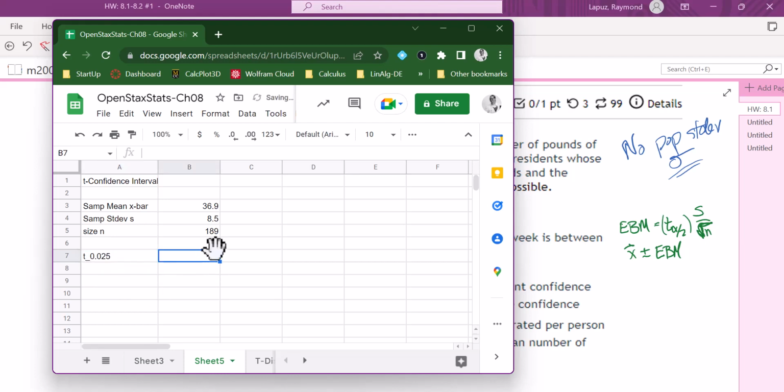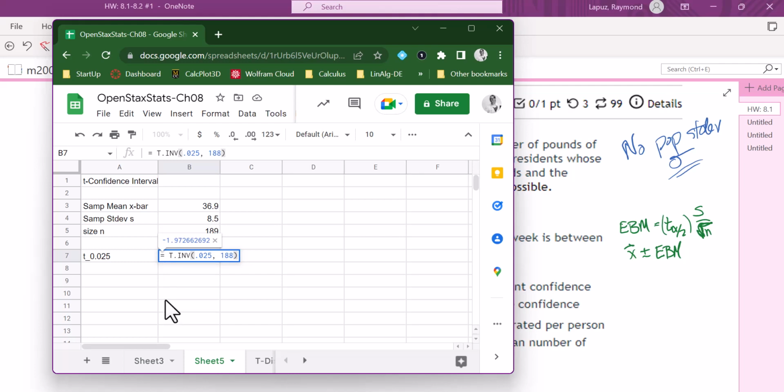And the command for that is going to be an equal sign, and then t.inv, the t inverse function, and then it's going to ask us for the probability. Now we can just put this 0.025 straight in there, and then our degrees of freedom would be 1 less than the sample size, which is 189 minus 1, so 188. Now, if we take a look at the answer, I haven't pressed enter yet, but if you're hovering over here and taking a look at the answer, we get a negative number.